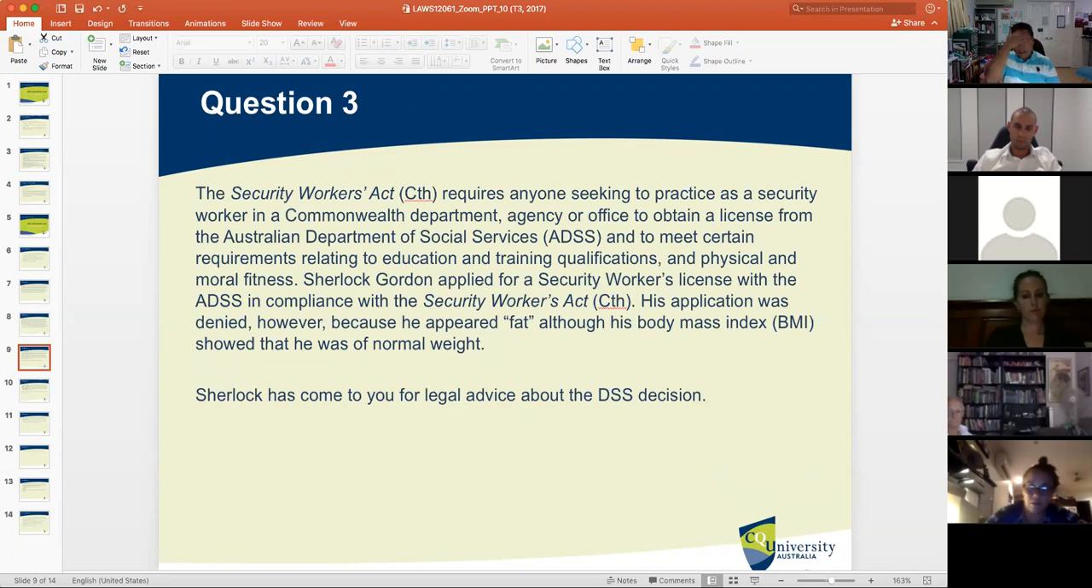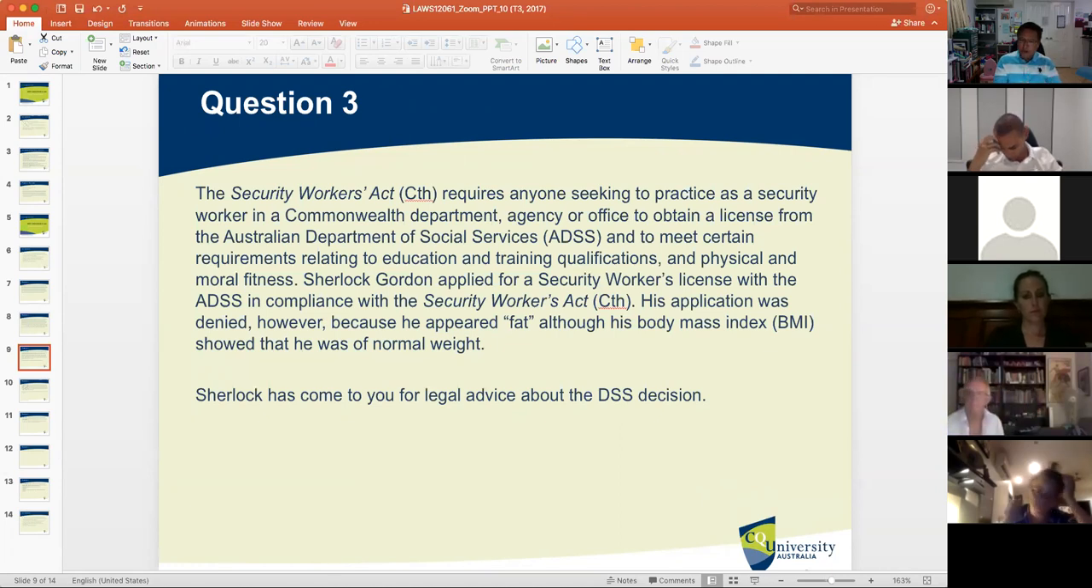Now, having said that, even if a decision was actually made under an enactment, we need to remember that it does not displace the power of judicial review under Section 39B of the Judiciary Act. Neither does it displace the common law judicial review remedies. They coexist.